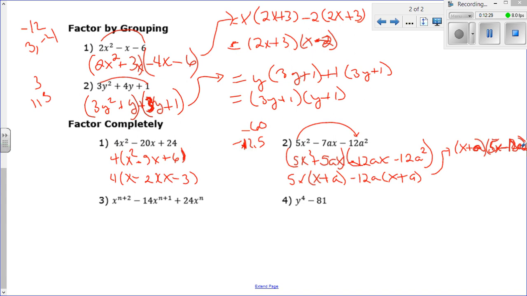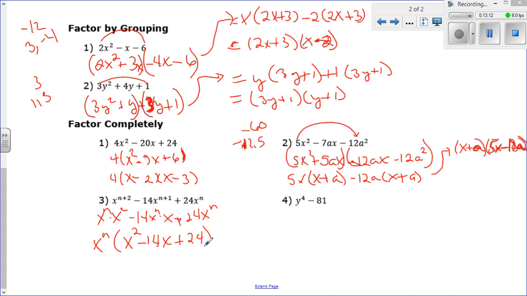For number 3, first thing we have to look for is a GCF. This goes back to that problem we did up on the top with the GCFs. So this can be written as x to the n times x to the second minus 14 x to the n times x plus 24 x to the n. So they all have an x to the n in common, and I'm left with x squared minus 14x plus 24.